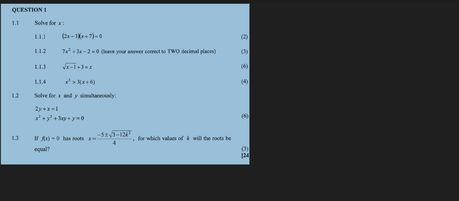This question is one of the Department of Education past papers. So we are just going to do the algebra. On 1.1, we are required to solve for x. On 1.1.1, we are given the statement which is (2x - 3)(x + 7) = 0.